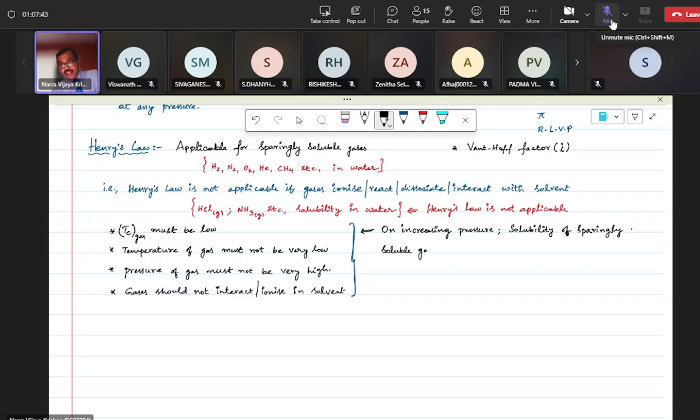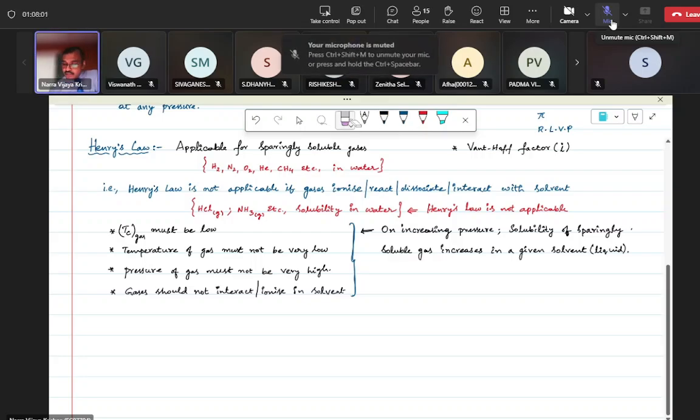So on increasing pressure, the solubility of sparingly soluble gas increases in a given solvent. I am writing in brackets, liquid. Do you have any questions in this?